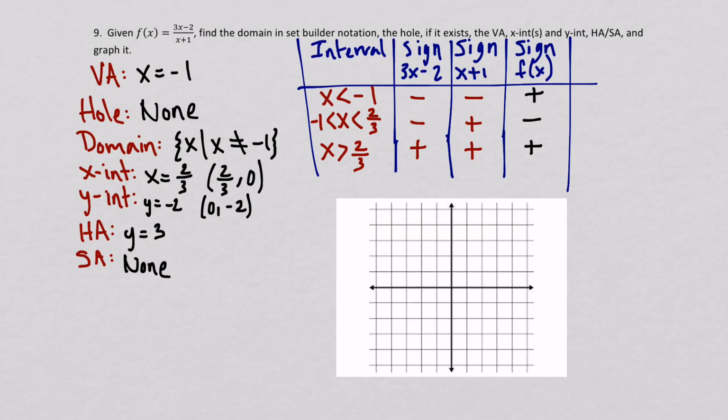The vertical asymptote first, that's x equals -1. The horizontal asymptote, there is one, it's y equals 3. The x-intercept is 2/3, that's 0.666666, so somewhere around here.